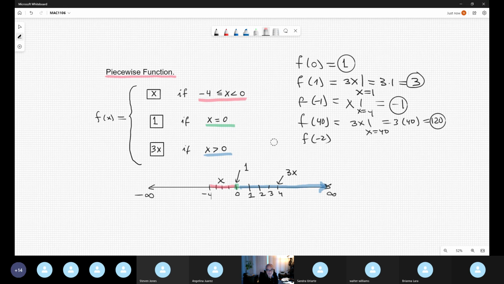And -2 is different. -2 belongs to this interval. Look at that. That represents this, and you select that piece, which is x, and you evaluate such that x is equal to -2. And the answer is -2. Boom. Final answer.